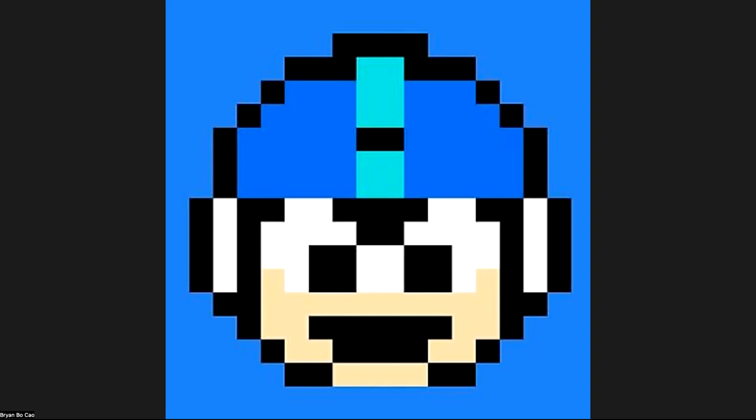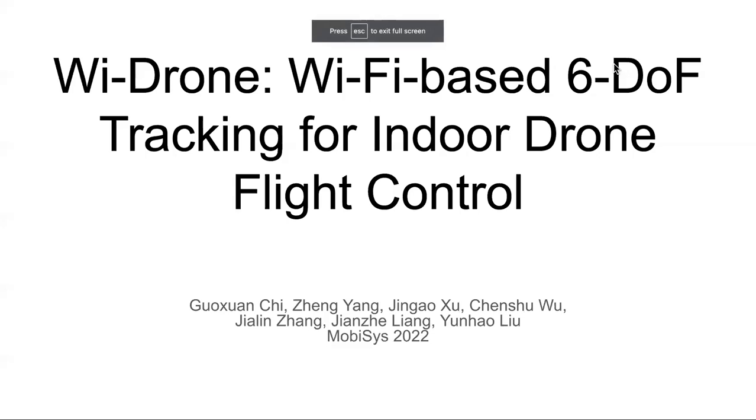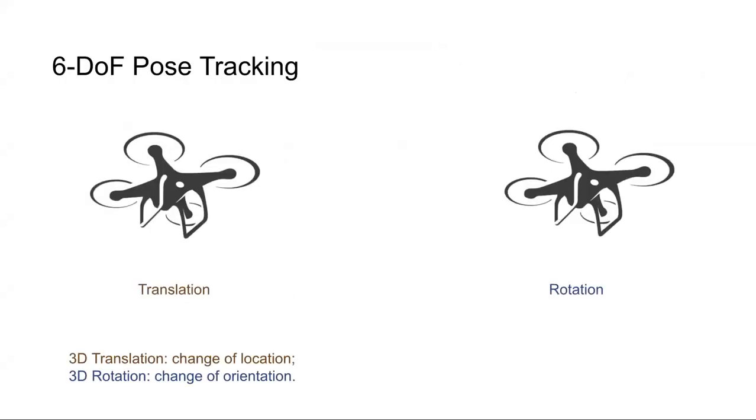Okay, hello everyone. So today we are going to study a paper. WiDrone: Wi-Fi based 6-degree of freedom tracking for indoor drone flight control, published in MobiSys. In this paper, they investigated the problem of 6-degree of freedom pose tracking for indoor environments, and they motivate this paper as follows.